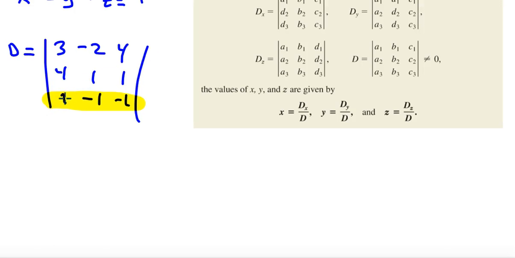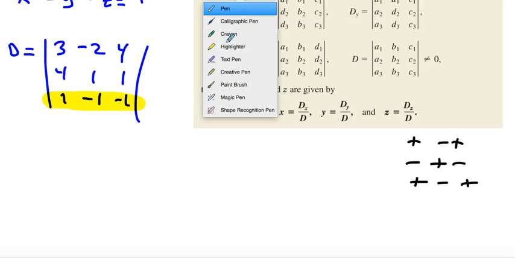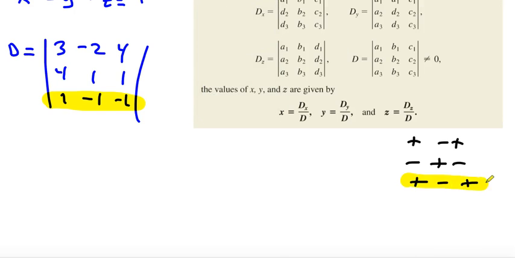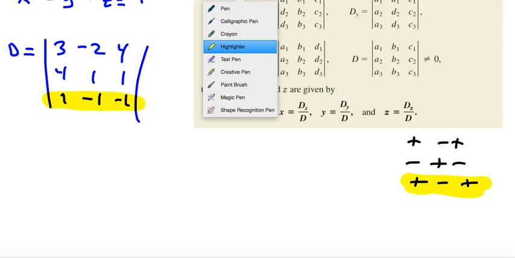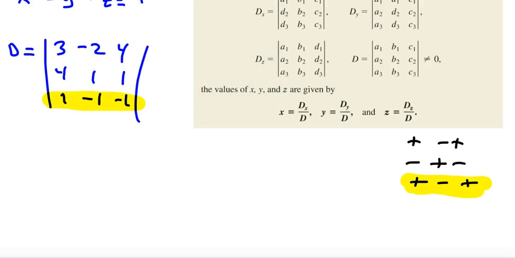So let's remember our little pattern here: plus, minus, plus, minus, plus, minus, plus, minus, and then plus, minus, plus. That's important because that's going to tell us the lead numbers if we have to multiply by a negative or not. All right, so let's do this.